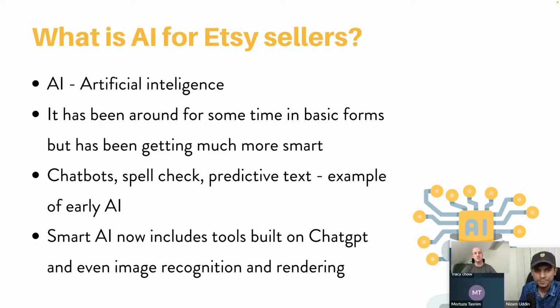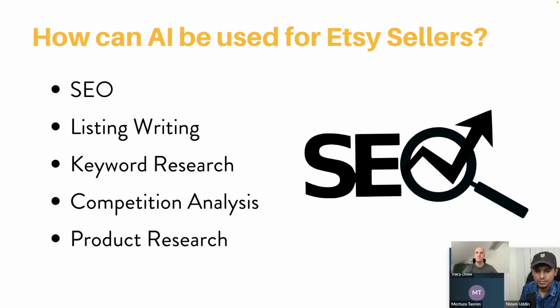But now that AI has got much smarter, it's actually become a tool which you can use to grow your business. Most of these tools are built on the ChatGPT platform, but a lot of them also include things like image recognition and even creating pictures. So it's now getting much more intelligent, and you can use it to create pictures and text for your business.